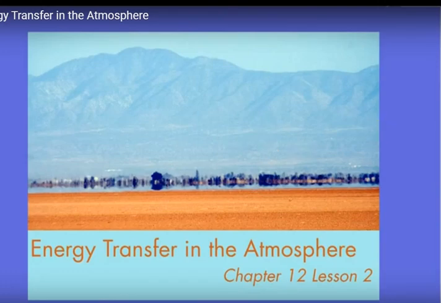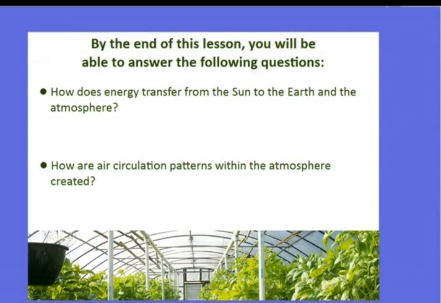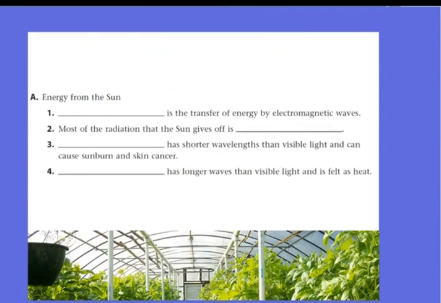Two questions we're going to be answering by the end of this lesson. One is, how does energy transfer from the sun to the Earth and the atmosphere? And the other is, how are air circulation patterns within the atmosphere created? And this has to do with the transfer of energy. So let's go ahead and get started. Now, radiation is the transfer of energy by electromagnetic waves.